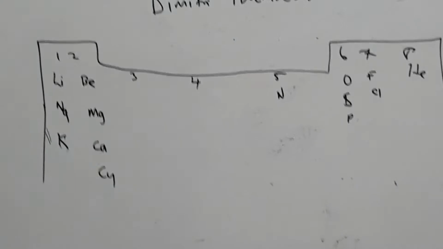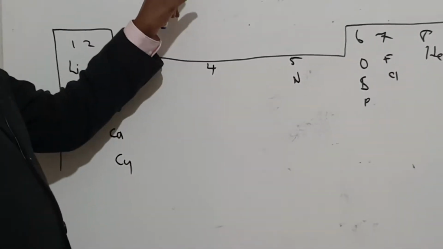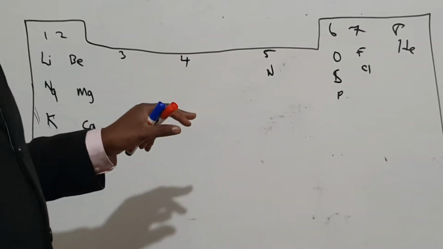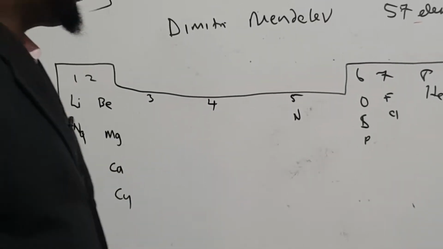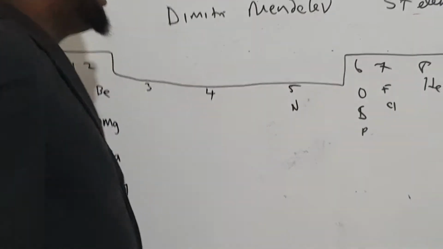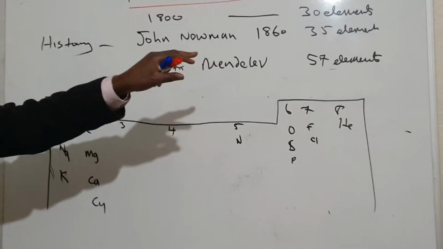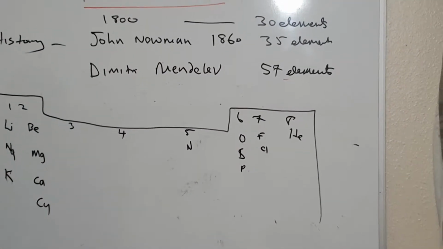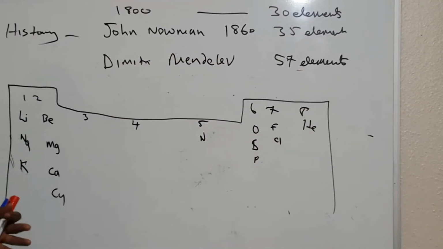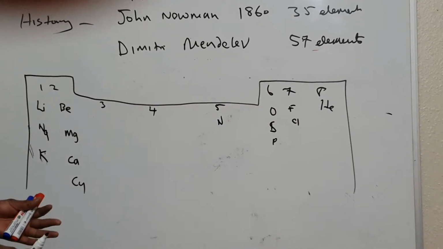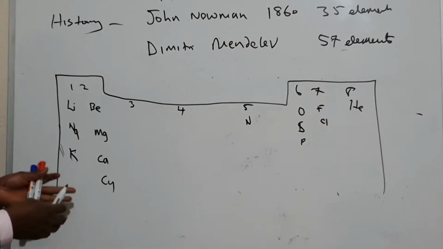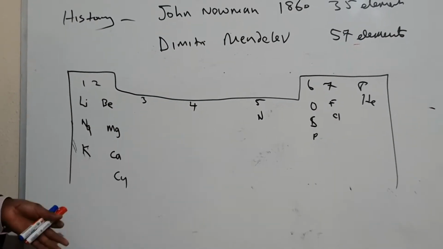Now, before John Newlands came to the scene in 1860, basically only 30 elements were discovered. And there was no particular arrangement to signify the characteristics of the elements, how they relate to each other.